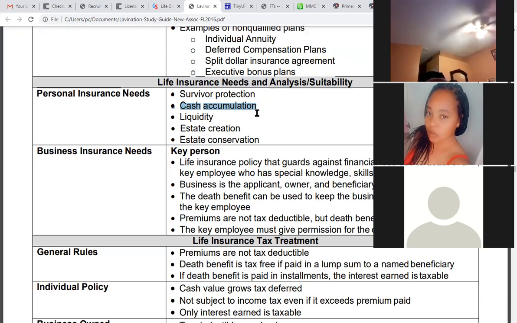Cash accumulation. Liquidity. Liquidity means how quickly you can turn something into cash. So when they're talking about life insurance, liquidity refers to the cash value that can be borrowed at any time by the policy holder. So the cash value means liquidity. They can use it for expenses.